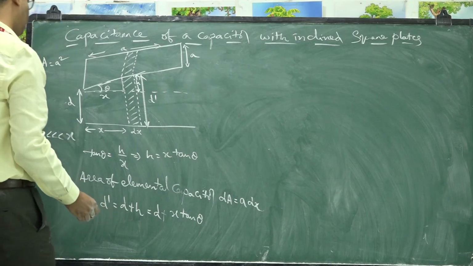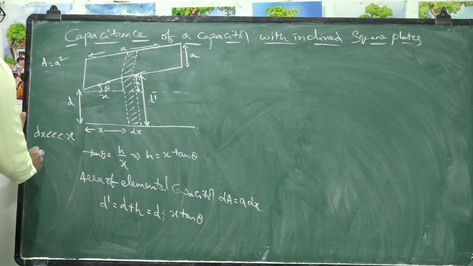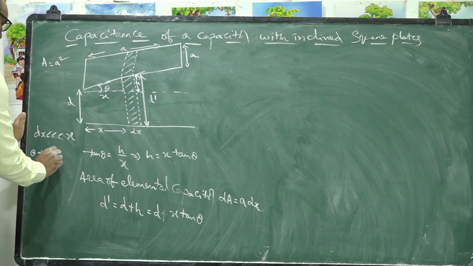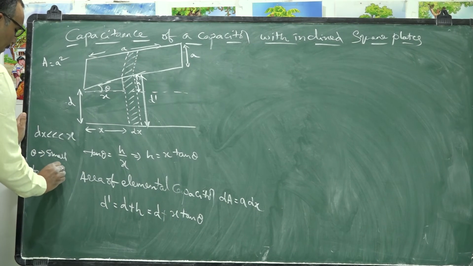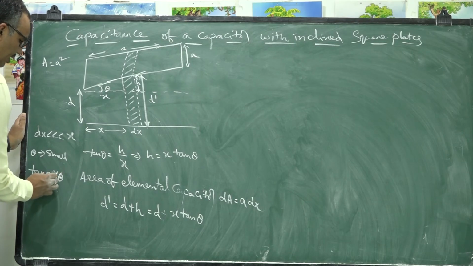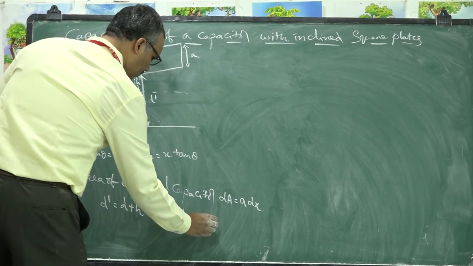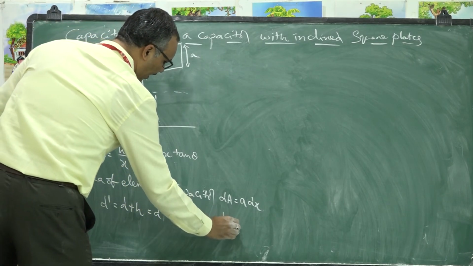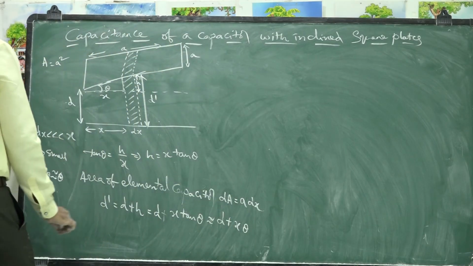I took theta is very small. When theta is small, tan theta is approximately equal to theta. Therefore, it becomes d plus x theta approximately.